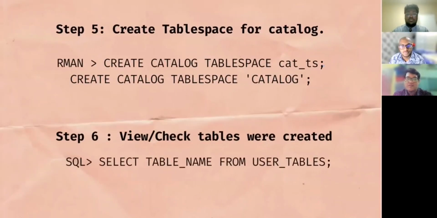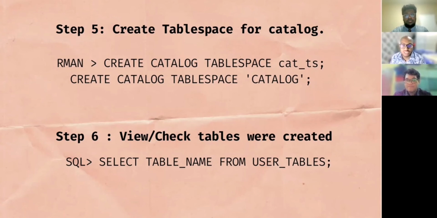So back to you, Darwin. So right now we are working in the command prompt in RMAN. So we are going to create a tablespace for the catalog, which is created by RMAN to be said. So now the command is create catalog tablespace cat_ts semicolon. So it would show like create catalog tablespace, and you are going to mention the tablespace name basically. So we are going to enter it as catalog semicolon.